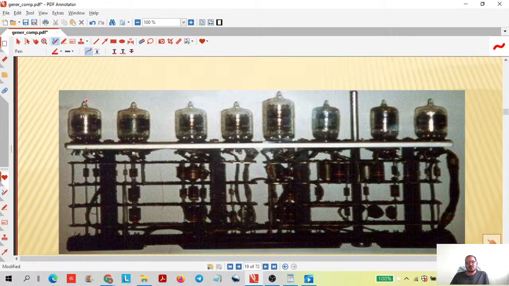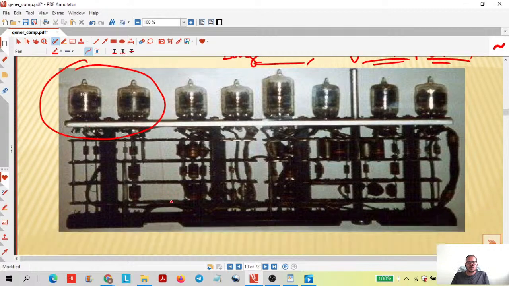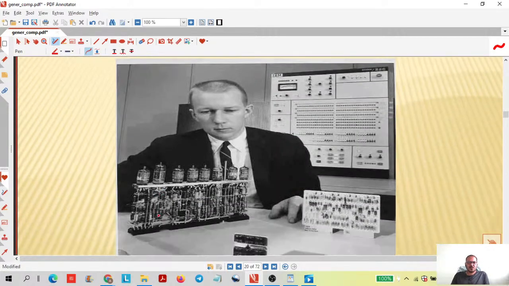And I think these vacuum tubes are placed in Bangalore, in the Visvesvaraya museum. In that museum we can see these types physically placed, the vacuum tubes and the first generation computers. This is part of the first generation computers.